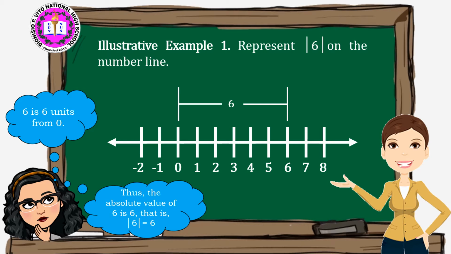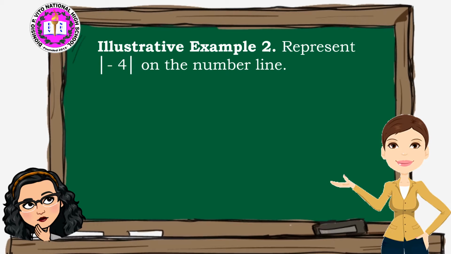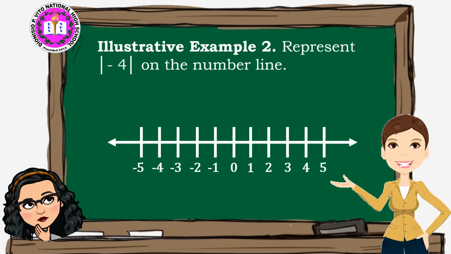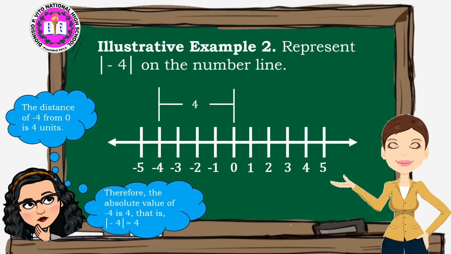Another example. Represent absolute value of negative 4 on the number line. So we have first our number line. So we have from 0 to negative 4. The distance of negative 4 from 0 is 4 units. Therefore, the absolute value of negative 4 is 4. That is absolute value of negative 4, which is equal to 4.